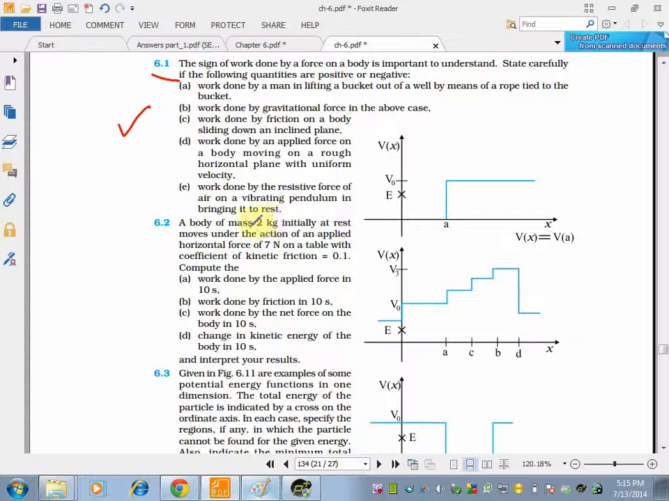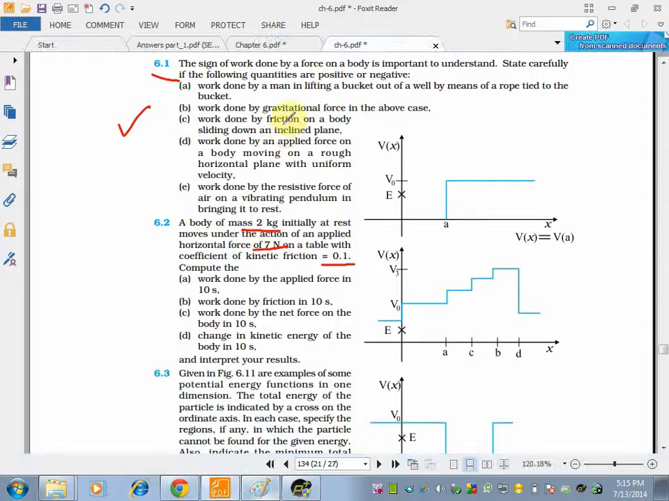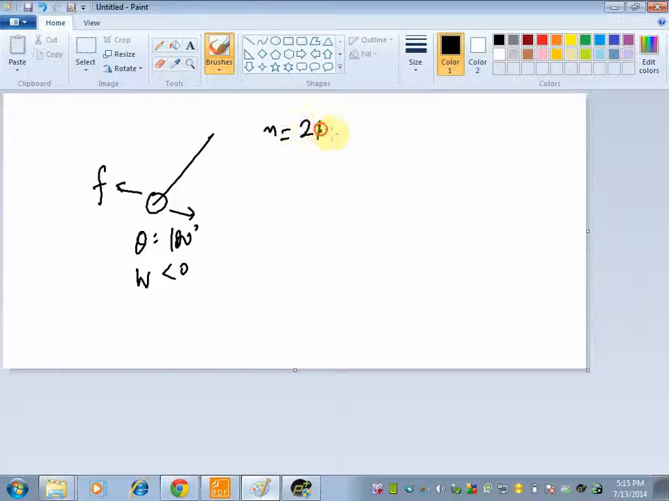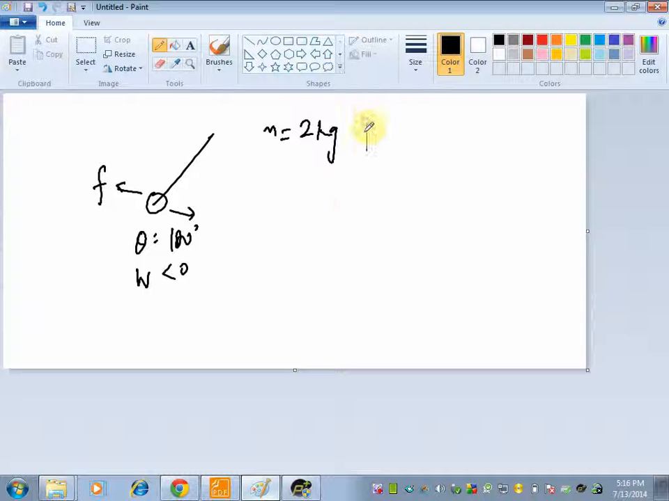So what are the given things? Mass is given, horizontal force is given, mu is given. Let us write this. What was the mass? You remember that? It was 2 kg. Okay, and then horizontal force and mu. Horizontal force is 7 Newton and mu is 0.1.